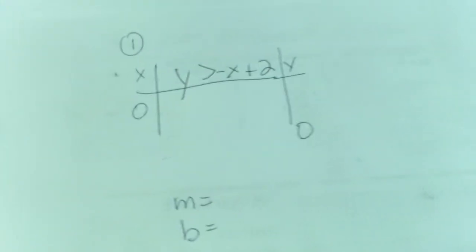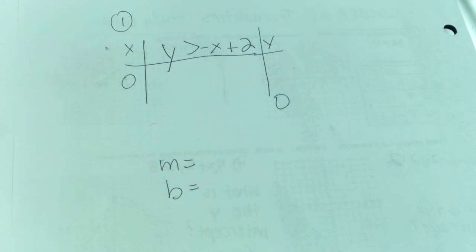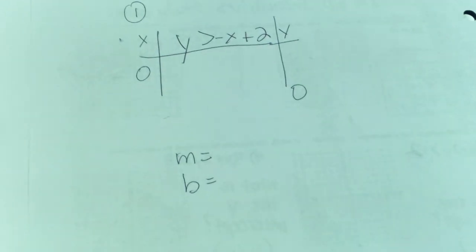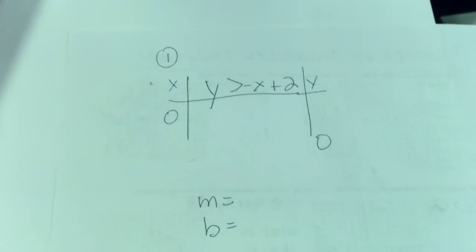So function table, 3 random values. Function table, x and y intercepts. Slope-intercept form, use the slope and the y-intercept to graph. You guys should be good to go. Thank you.